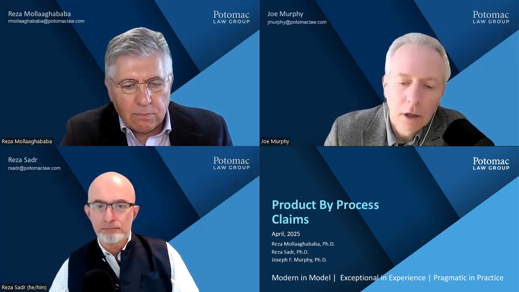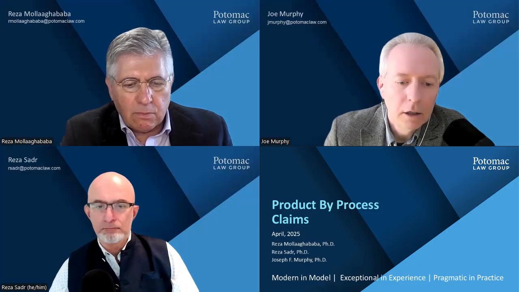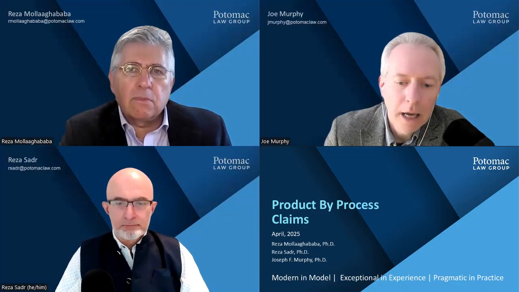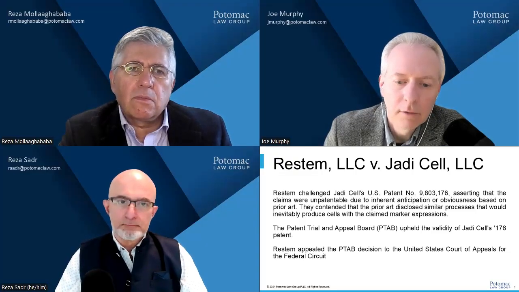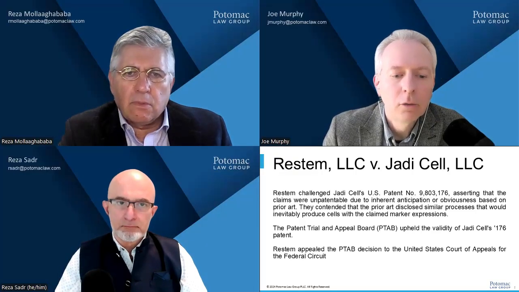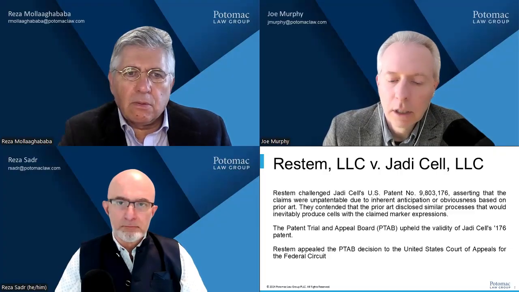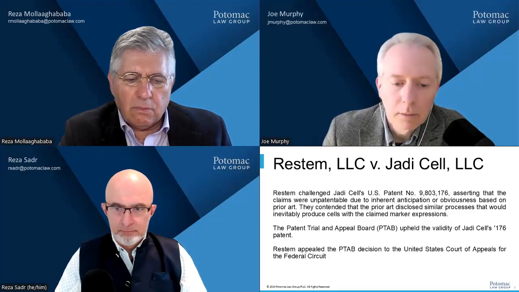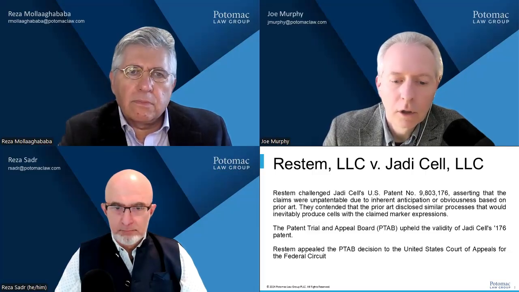And again, Cell is the patent owner and Restem is a competitor. Now, Restem challenged Cell's patent, which is number 9803176, asserting that the claims were unpatentable due to inherent anticipation or obviousness based on prior art. Restem contended that the prior art disclosed similar processes that would inevitably produce the claimed stem cells with the claimed cell surface markers, which we'll get into.